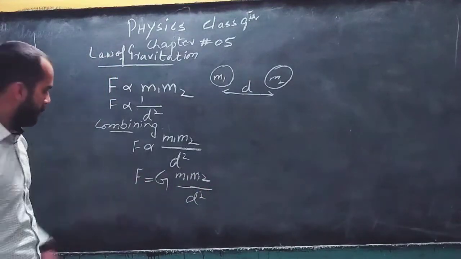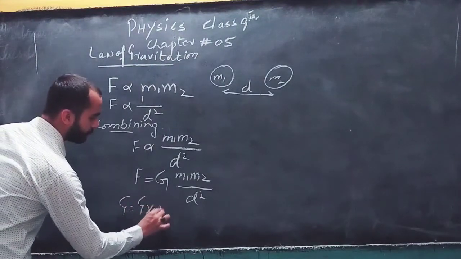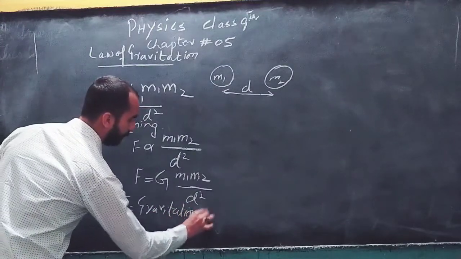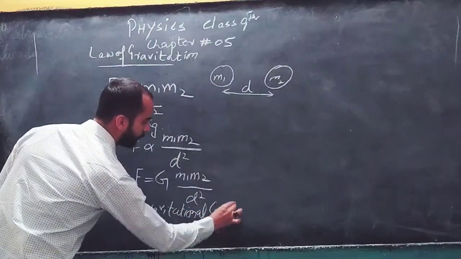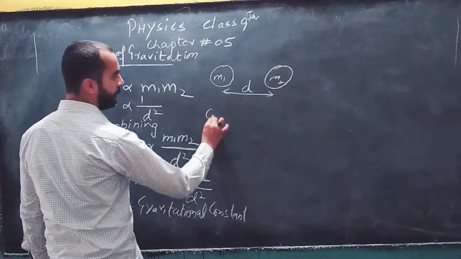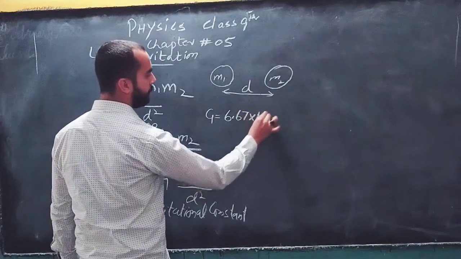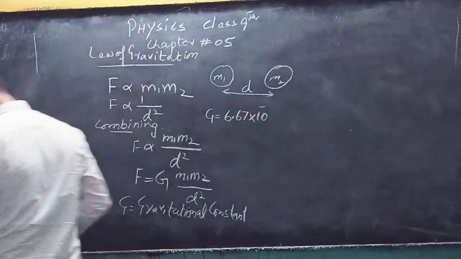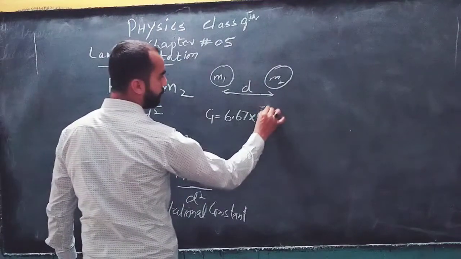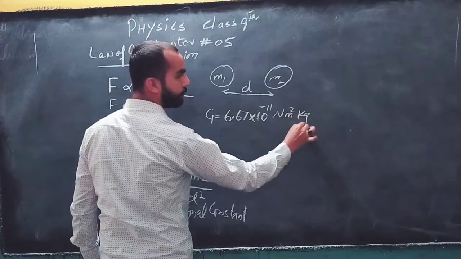This G is called the gravitational constant. And in the SI system, the value of the gravitational constant is 6.67 into 10 raised to power minus 11 Newton meter square per kg square.